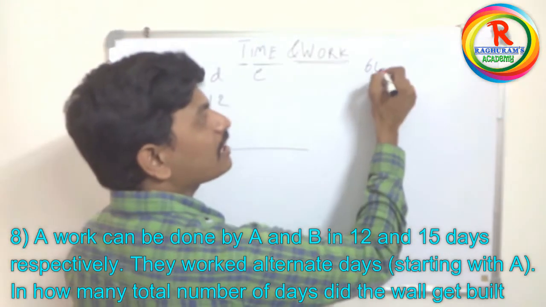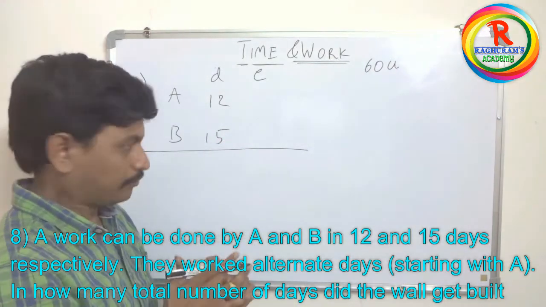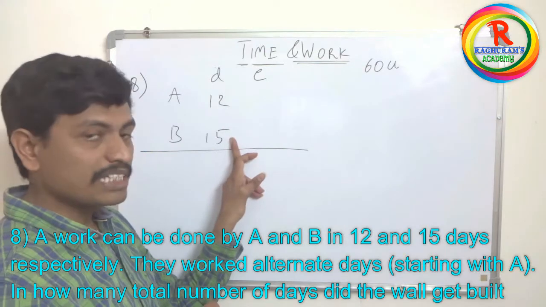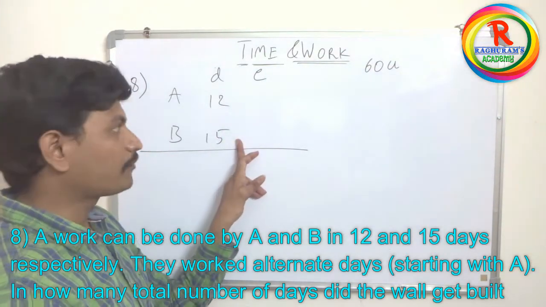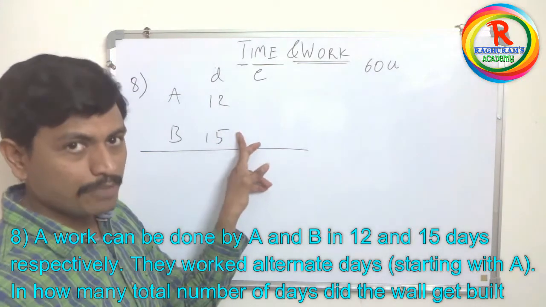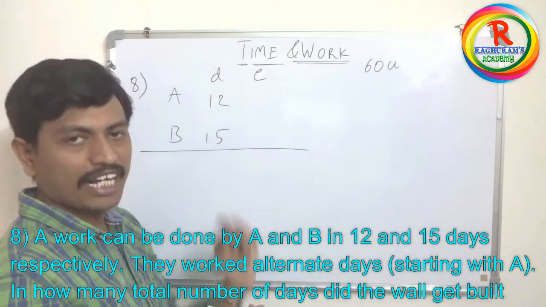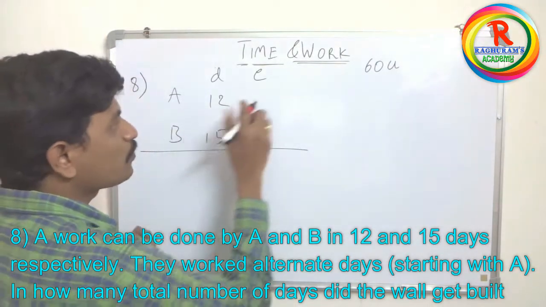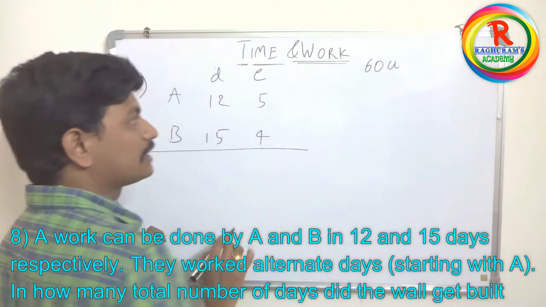What is the LCM? Directly we can write 60 units if we practice. 12 and 15, shortcut. The bigger number is 15. 15 is not divisible by 12. 15 plus 15, 30 is not divisible by 12. 30 plus 15, 45 is not divisible by 12. 45 plus 15, 60 is divisible by 12. If we practice like this, within a fraction of a second we can find the LCM. And 12 5s are 60, 15 4s are 60.